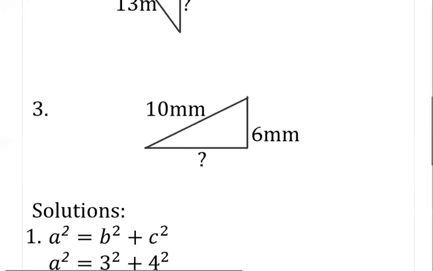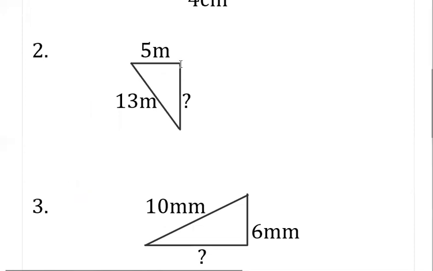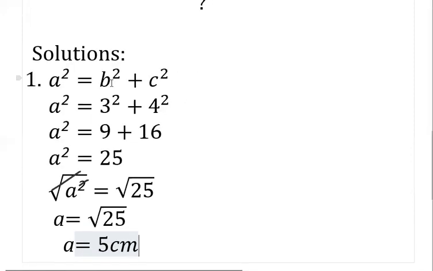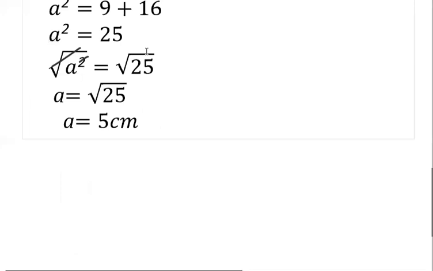Number 2 says we should look for this other side. We are given the hypotenuse this time around, the longest side, hypotenuse, which is 13. We are given one side to be 5. We have to look for the other side. So we have 13 and 5. Our hypotenuse is 13 this time around. So let's make use of what we have here. Solution number 2.